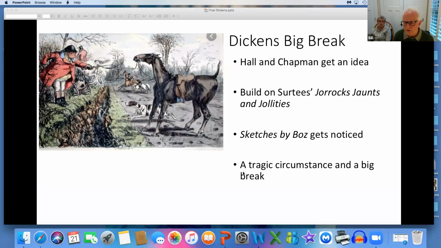And then I noticed, I had this dot item, tragic circumstance and a big break. What happens? Richard Seymour committed suicide. The illustrator killed himself. He actually blew his brains out with a shotgun. So Chapman and Hall said, well, that's the end of that adventure.